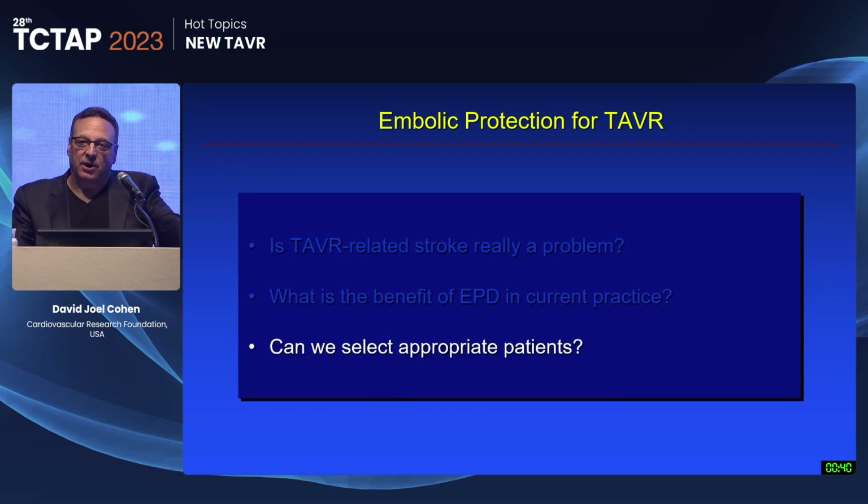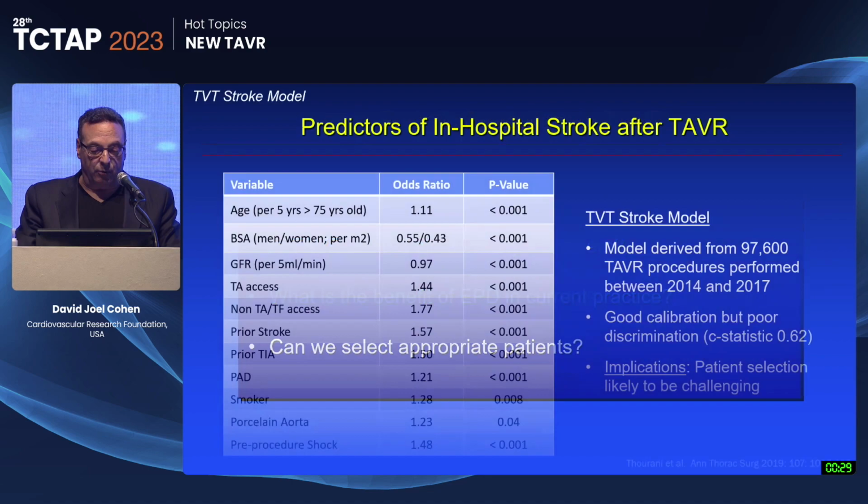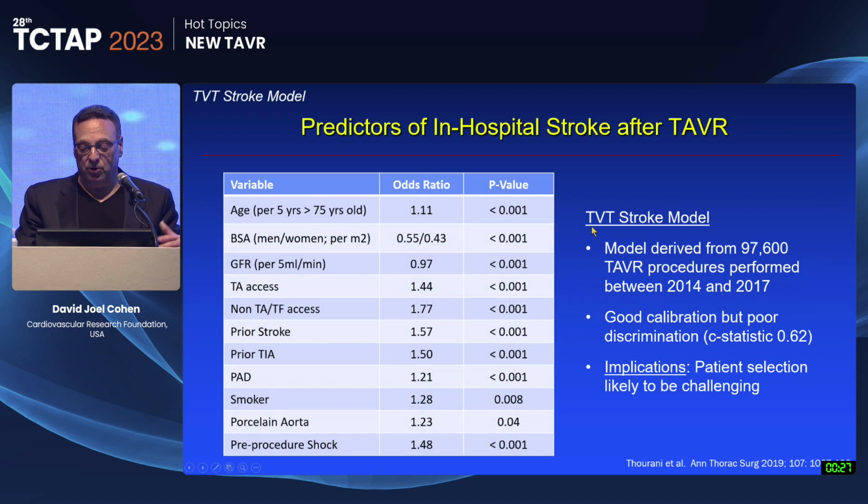Finally, the issue of selecting patients. So Vinny Bapat mentioned in the last panel that he knows who's going to have a stroke. I would claim that the data, again, suggests that we don't know who's going to have a stroke. We published a couple of years ago a stroke prediction model from the TVT Registry in 97,000 patients. We found a lot of predictors.